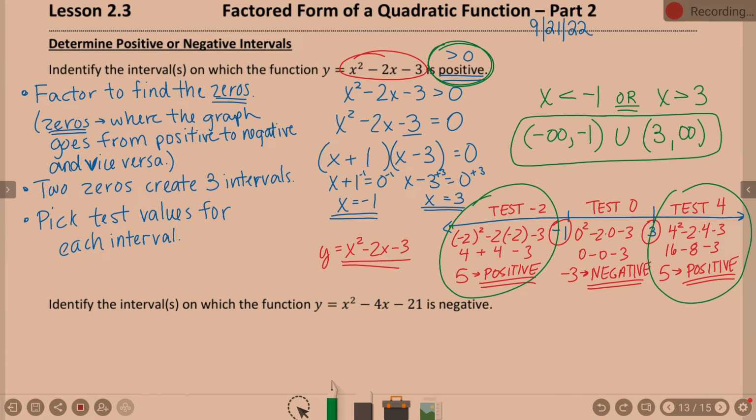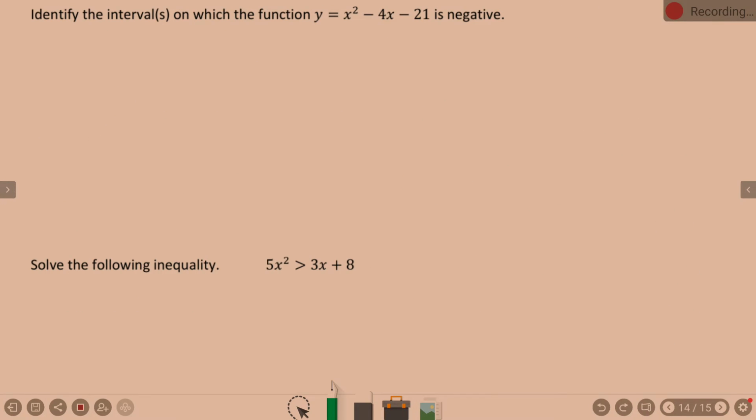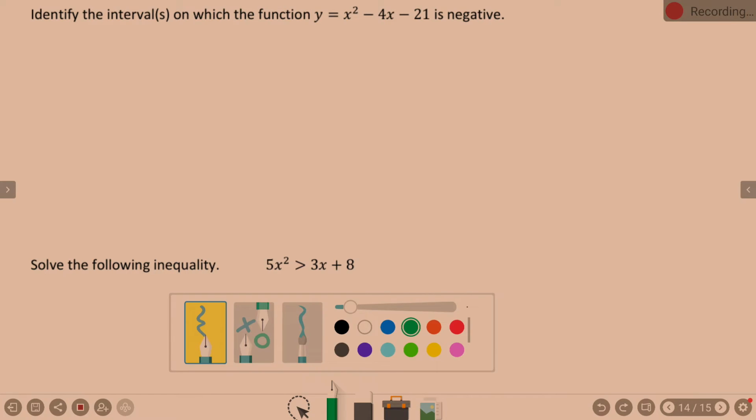We're obviously going to try another one. We're actually going to try another 2, but I switched some things up on both of the next 2. Speak up if you have questions, but otherwise, I'm going to look at the next problem. Okay, identify the interval or intervals on which the function y equals x squared minus 4x minus 21 is what?